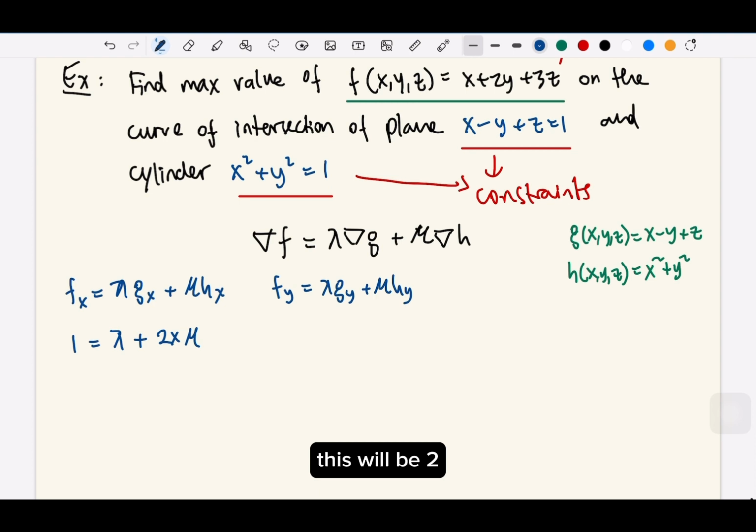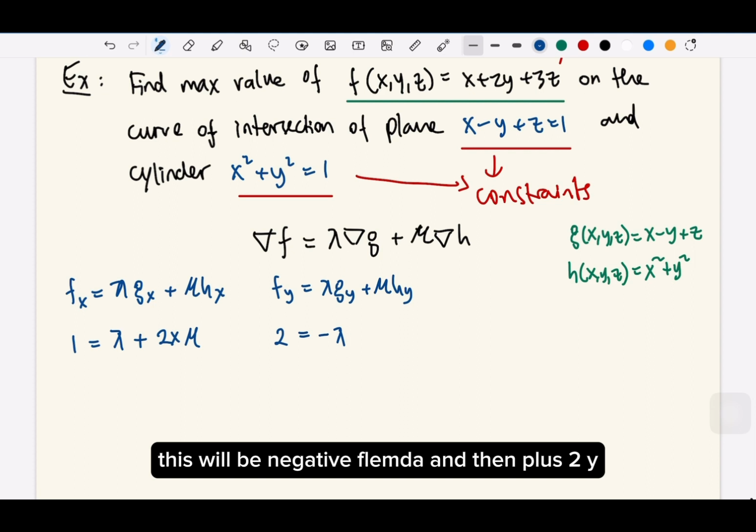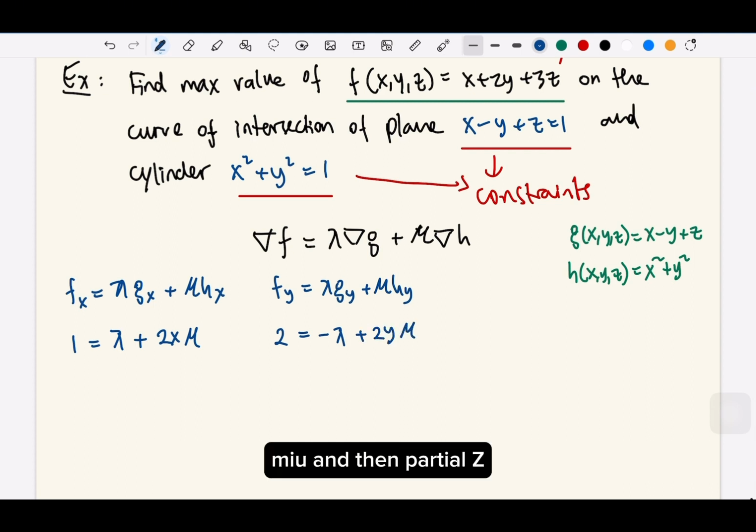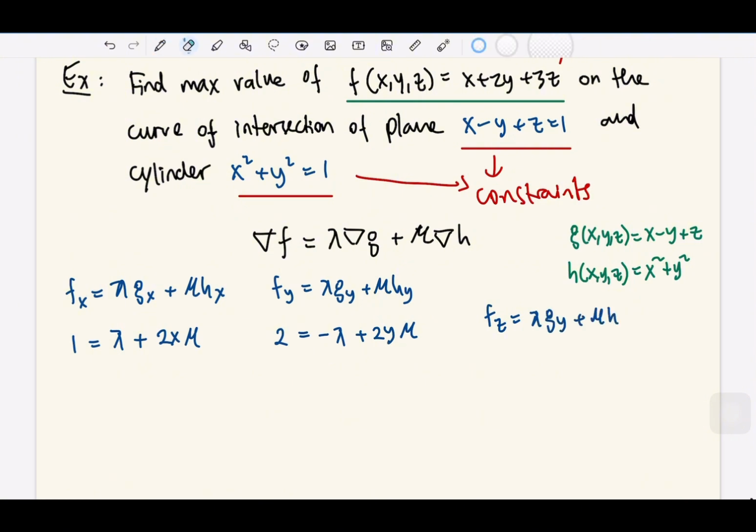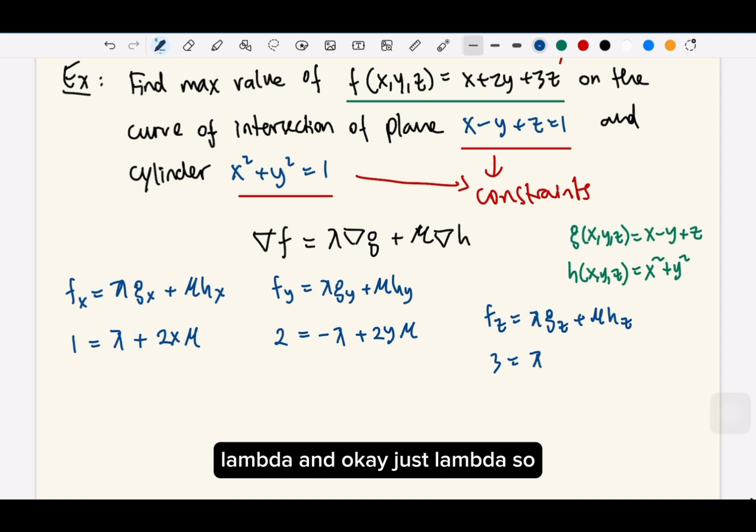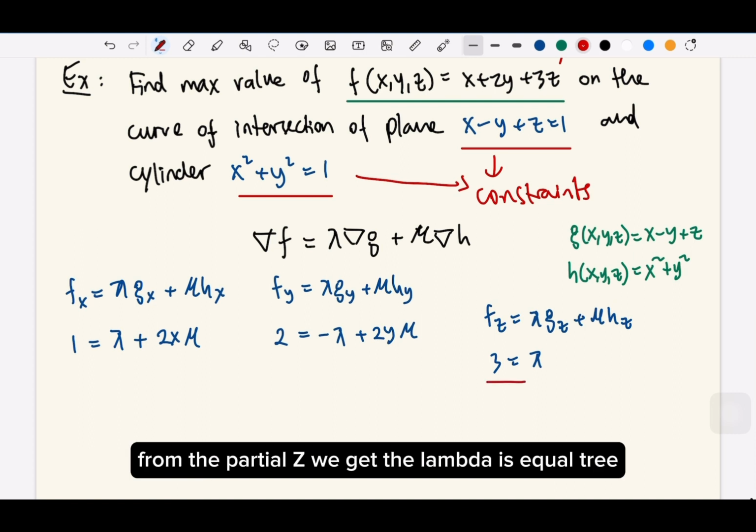This will be 2. This will be negative lambda, and then plus 2y mu. Okay. And then partial z is, this will be lambda plus mu, and this will be 3 lambda, okay, just lambda. So I think the last part here, from the partial z, we get lambda is equal to 3.